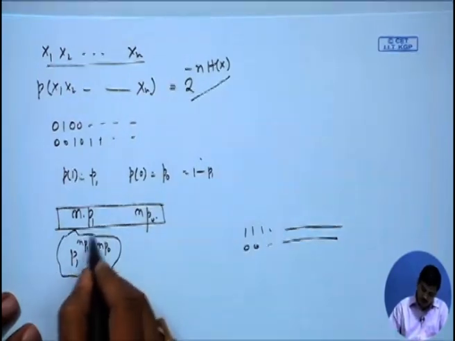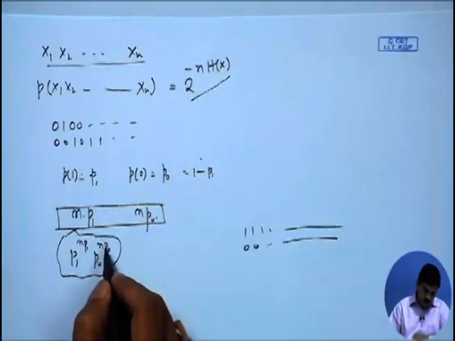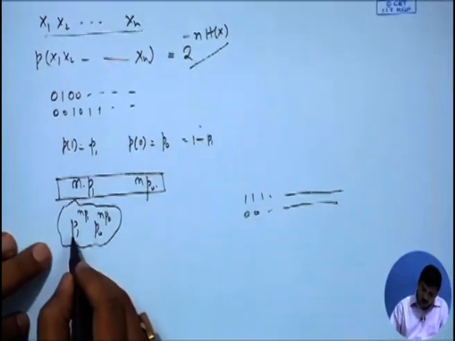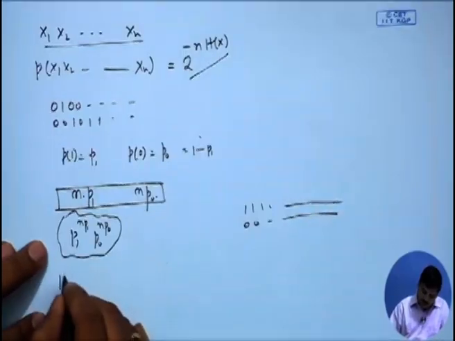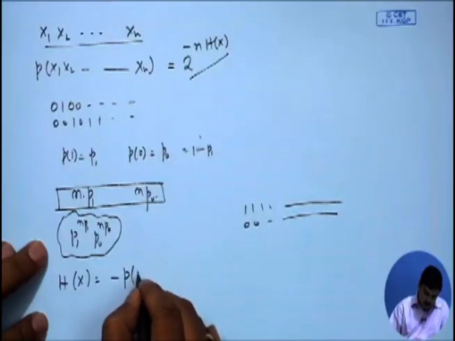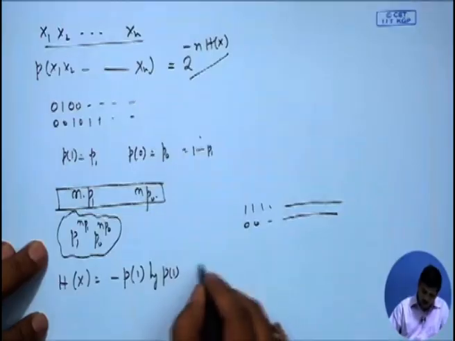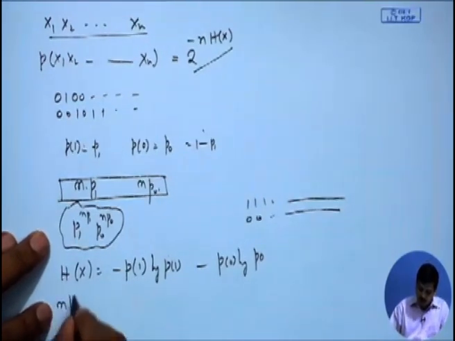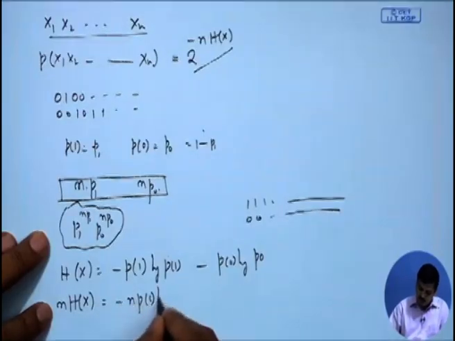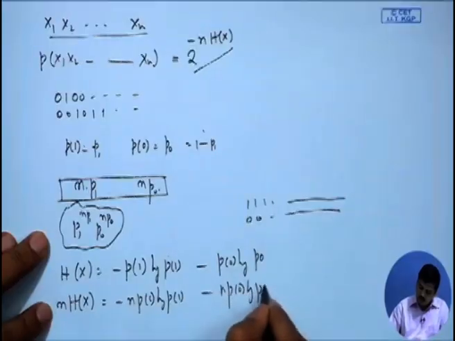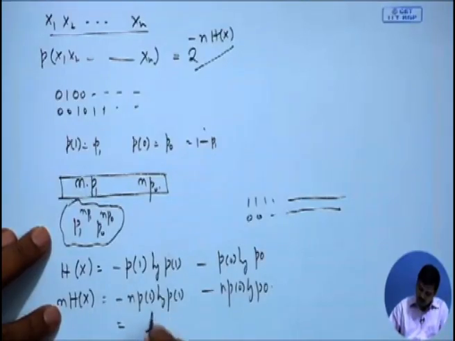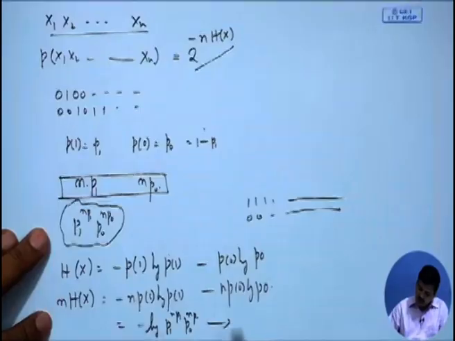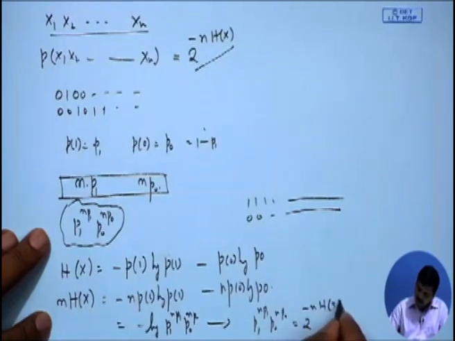So the overall probability of the sequence is p1 to the power of n p1 and p0 to the power of n p0. Now if I ask what is hx, hx is basically minus p1, that is the probability of getting 1, times log of probability of getting 1, minus p0 times log of probability of getting a 0, p0. And if there are n such symbols, we have n hx equal to minus n p1 log of p1 minus n p0 log of p0. Basically, it is minus log of p1 to the power of n p1 times p0 to the power of n p0, and again this sequence p1 to the power of n p1, p0 to the power of n p0 is equal to 2 to the power of minus nhx.